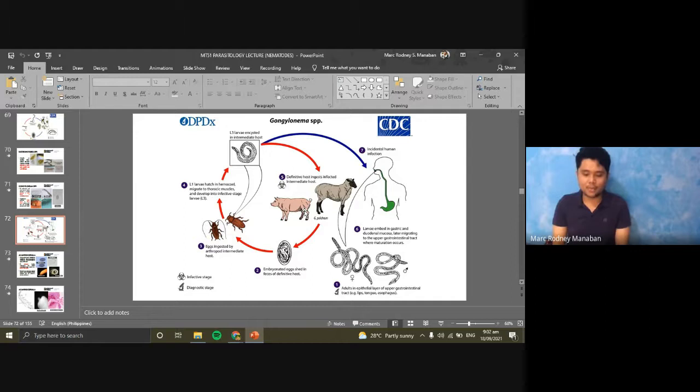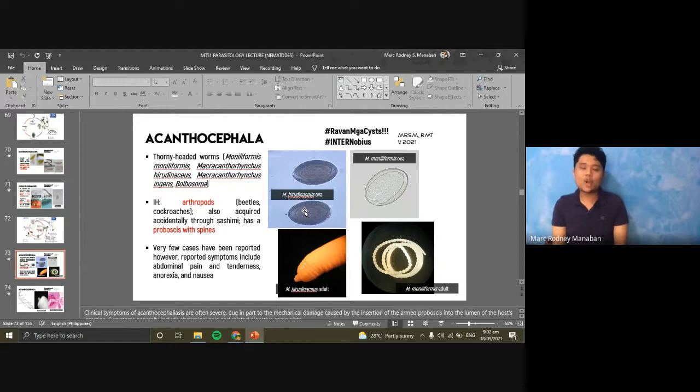Okay. And the last among the uncommon intestinal nematodes are your acanthocephala. Actually, acanthocephala is another phylum, no? It's a different phylum, but it is also included here. So, acanthocephala is also known as thorny-headed worms or spiny-headed worms, because their proboscis or mouth part contains spines, projections on the sides, or thorns. That's why acantho, right? Acantho refers to the thorn-like projections.